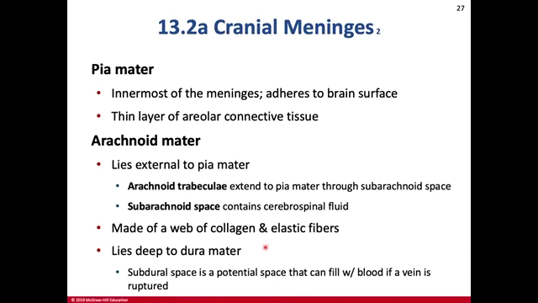So there's the pia mater, right? Innermost meninge, a thin layer of areolar connective tissue with lots of blood vessels, right? And then the arachnoid is above the pia, right? Trabeculae are the web-like extensions from the pia to the subarachnoid space, which is filled with cerebrospinal fluid. The web is made of collagen and elastin, and it lies under the dura mater, while the subdural space is a region between the dura and the arachnoid that can fill with blood if we blow a blood vessel.